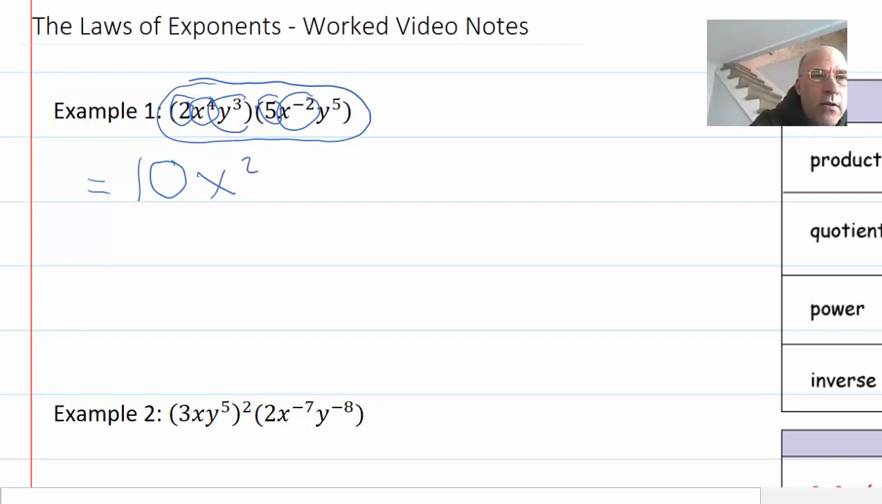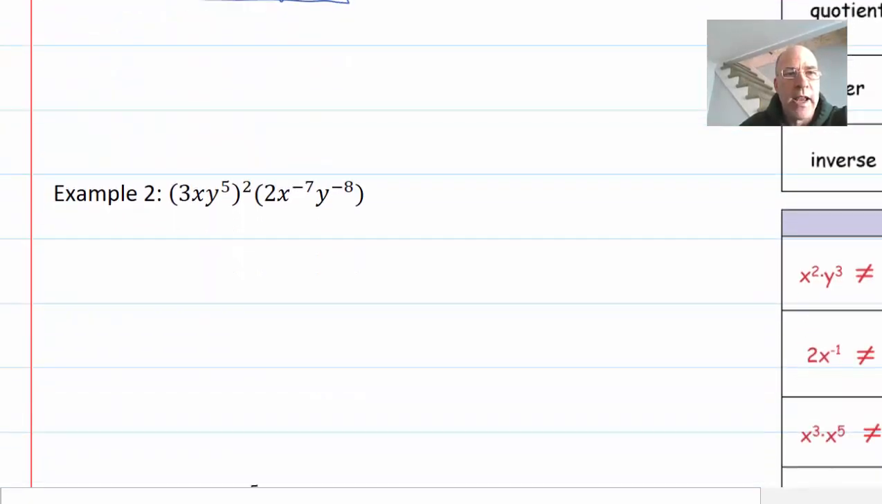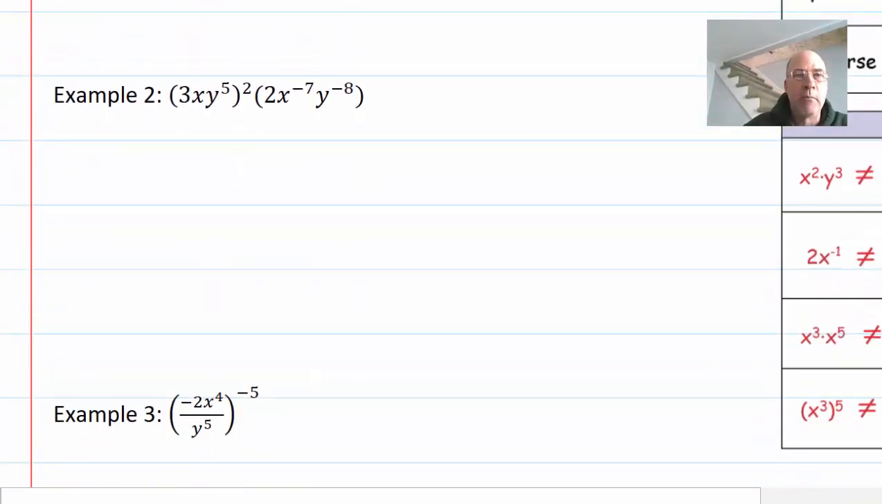The y's, I have y to the third, y to the fifth, add the exponents together, I have y to the eighth power. And I do not have any negative exponents in my simplification here, so we're in good shape, and that problem is considered simplified. All right, let's look at one that's going to get a little bit trickier here.